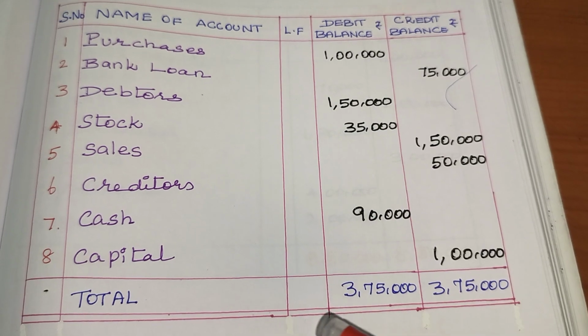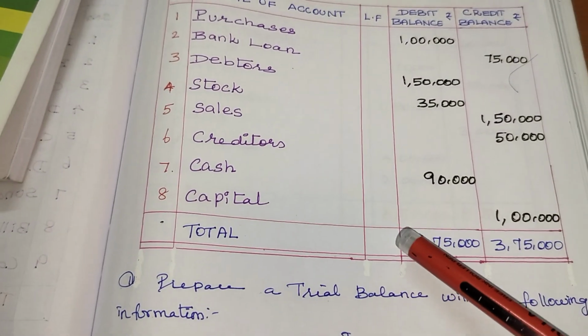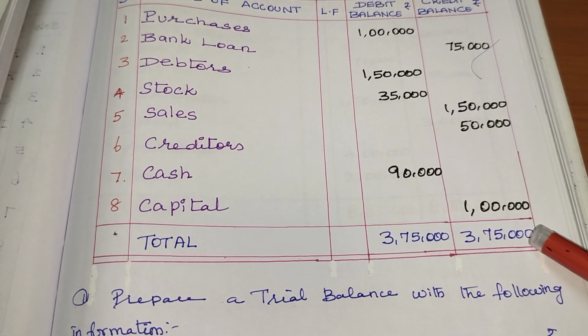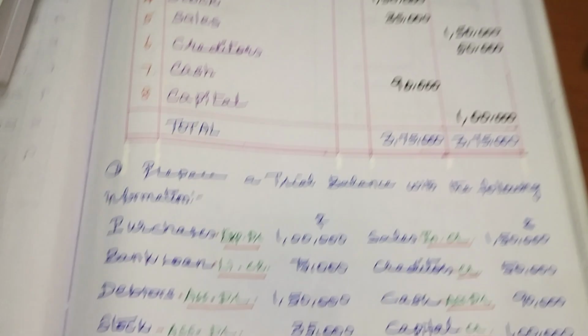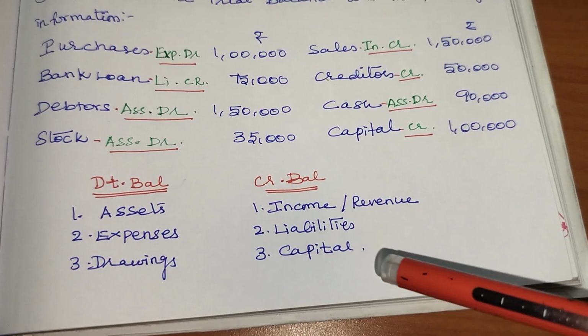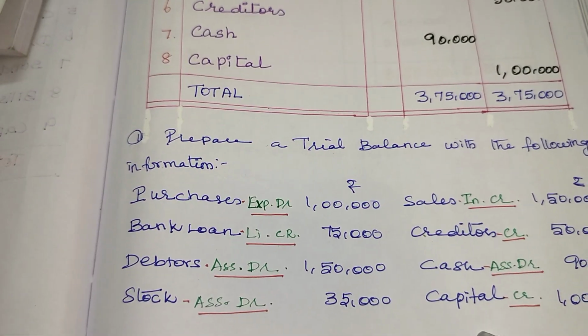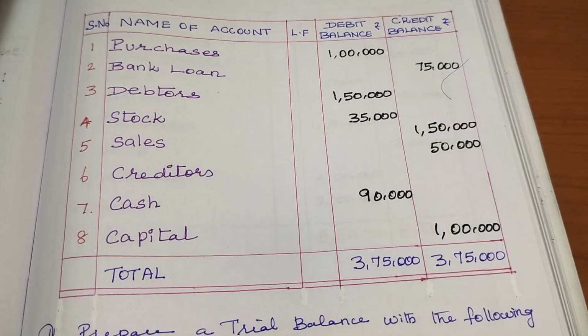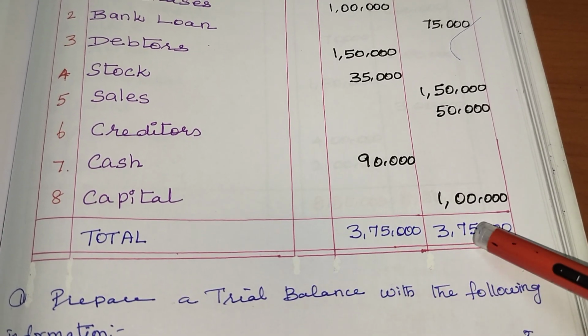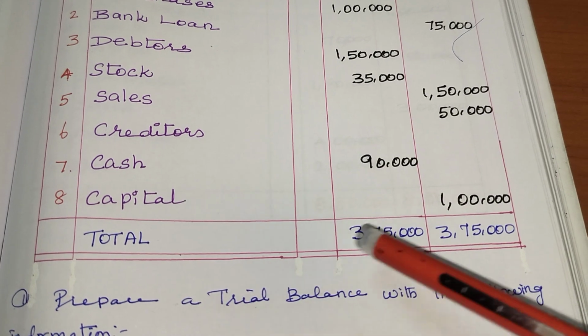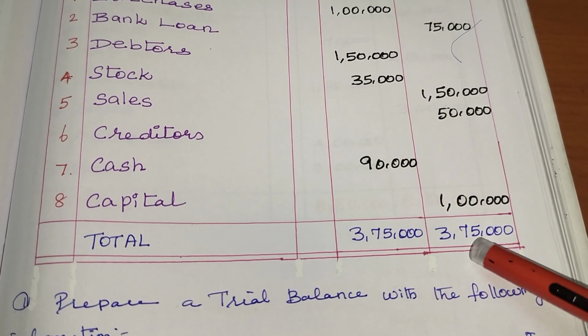Okay, so listen here. The debit balance total and credit balance total are always equal in the trial balance. So what is the answer given here? 3,75,000 is the answer given here. So we find 3,75,000 on debit balance and credit balance equally. This is the total for debit and credit balance of the trial balance.